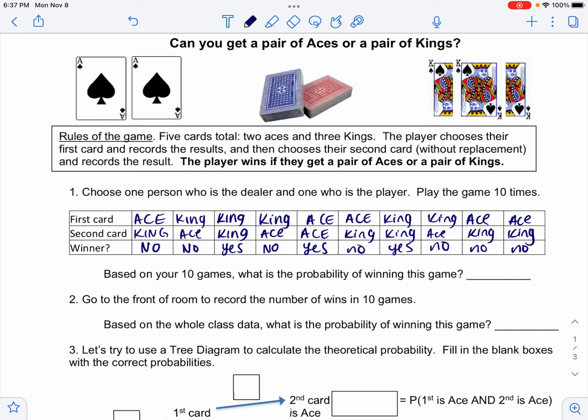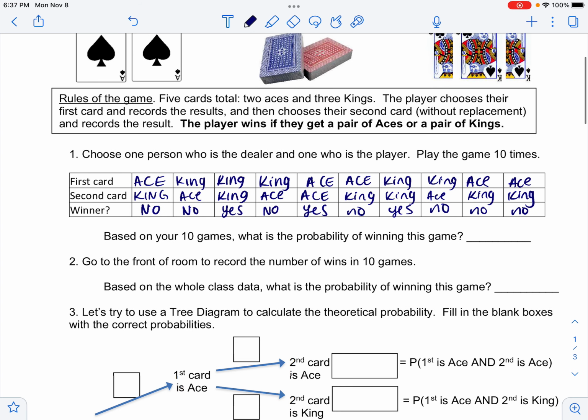All right, so I've played and these are my results. So maybe you have your own results now as well. Based on the 10 games, what is the probability of winning? So just based on my own personal 10, I have 1, 2, 3 cases out of the 10 where I've won. So to find that probability, that's 3 out of 10 or 0.3 probability that you win the game.